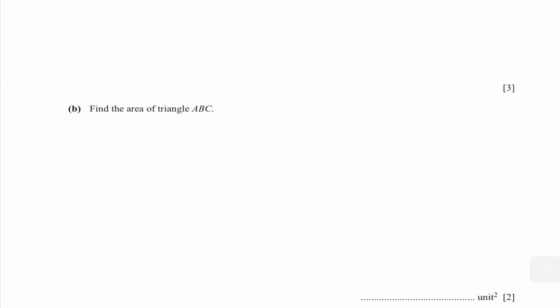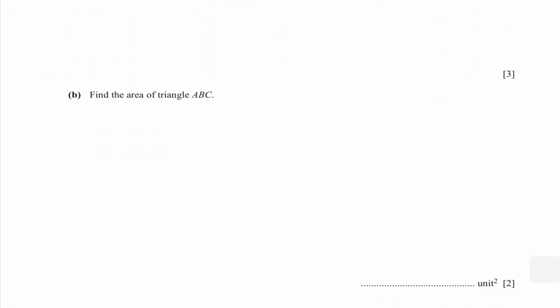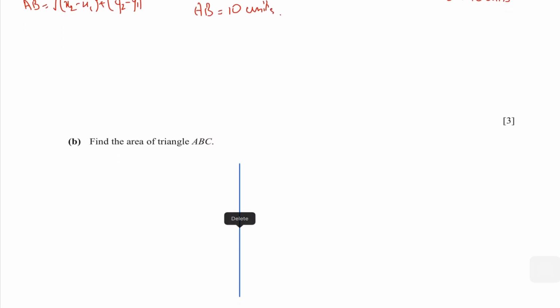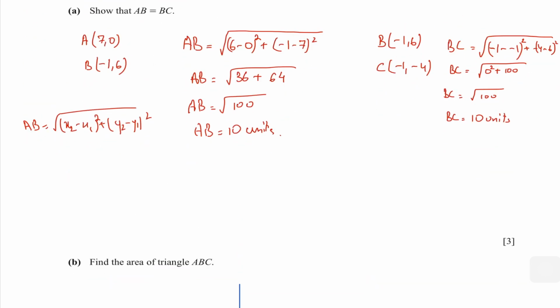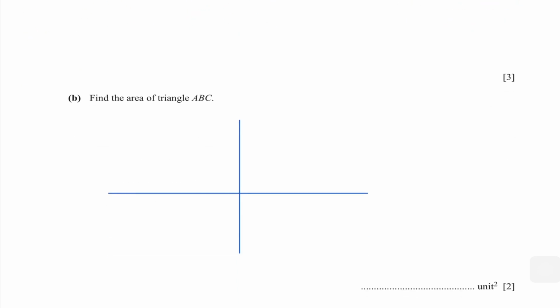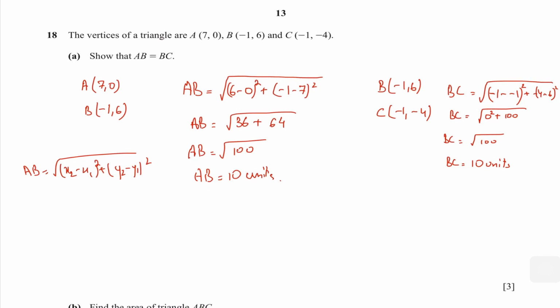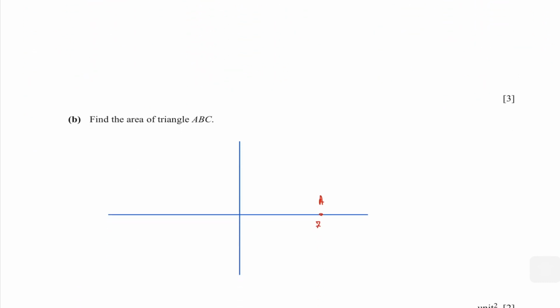Okay. Now the question says find the area of triangle ABC. If you want to find out the area, the best way to do it would be to quickly make a rough sketch and see where the points are going to lie. Okay, so if you start with A is 7, 0, that means it is going to be on the x-axis. So 7, 0. Actually, I'll just write 7 instead of 0, and this is going to be A. B is at minus 1, 6, so that means minus 1 is going to be somewhere here, and 6 is going to be somewhere here. So this is point B.